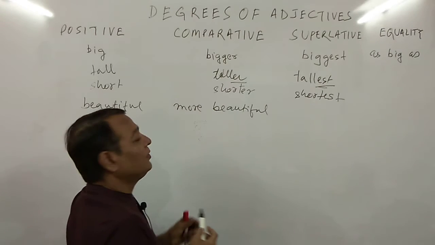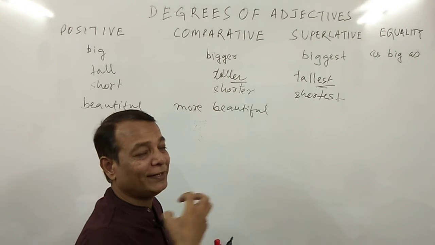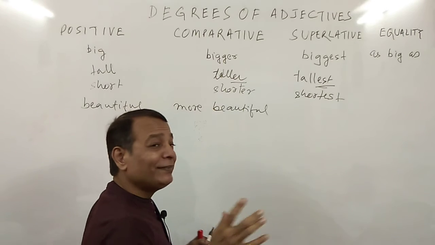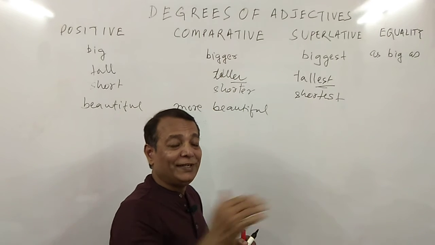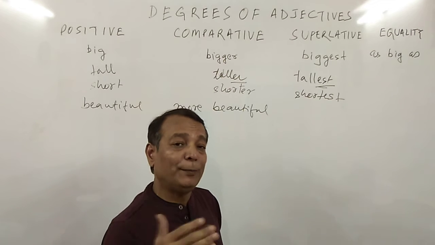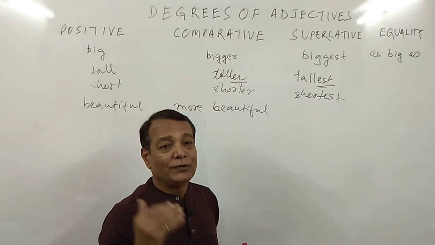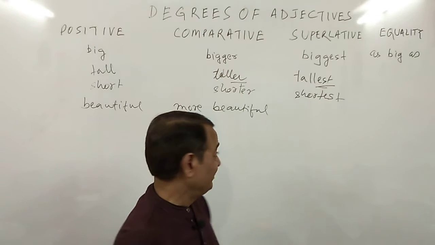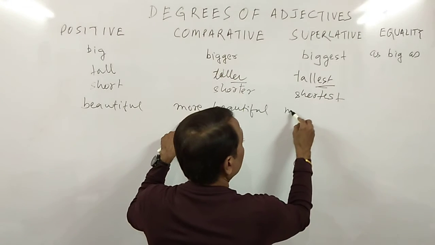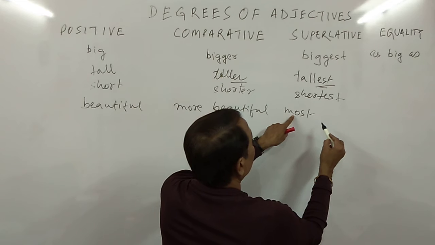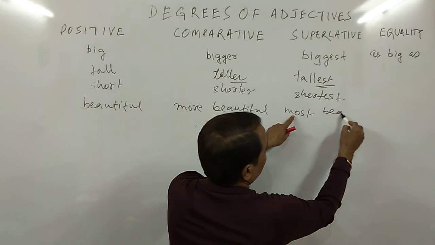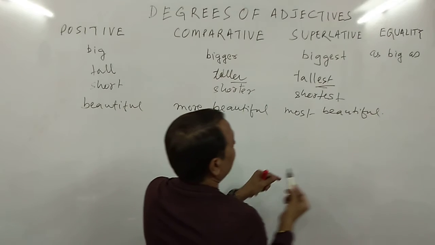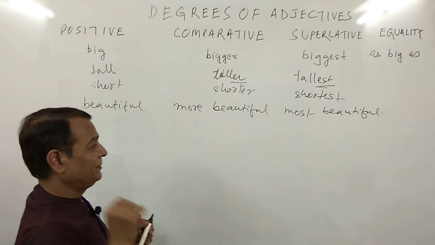This happens because of pronunciation. We can't sound beautifuler, and there is no such word in the dictionary. Always verify with the dictionary. Dictionaries are the best books available in the world because they never misguide you, and there is a lot to learn from. Right here I am using more, most. This time I am writing most beautiful.